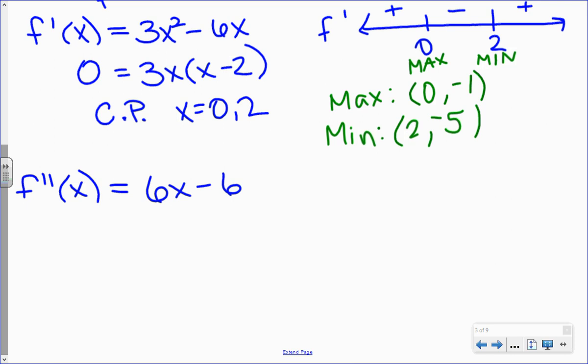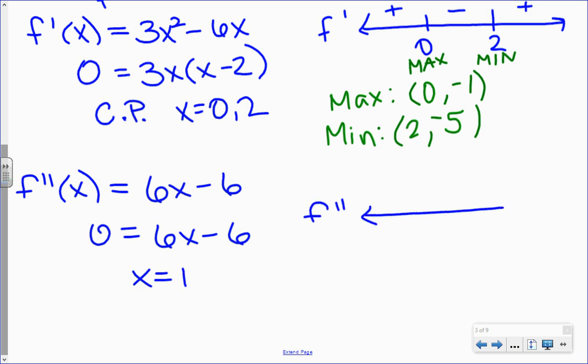Okay. So we said this equal to 0. What's our possible point of inflection? 1. I am going to label this as f double prime. To the left of 1, the value of our second derivative would be what, Brett? It would be negative. And to the right of 1, the value of our second derivative would be what, CJ? Positive. Okay?